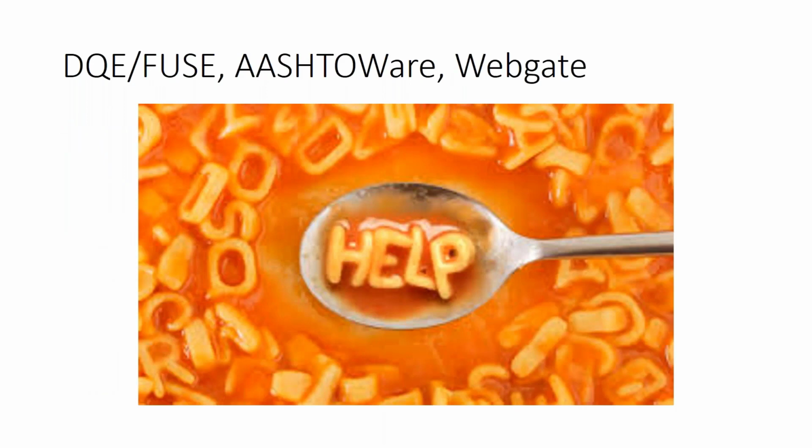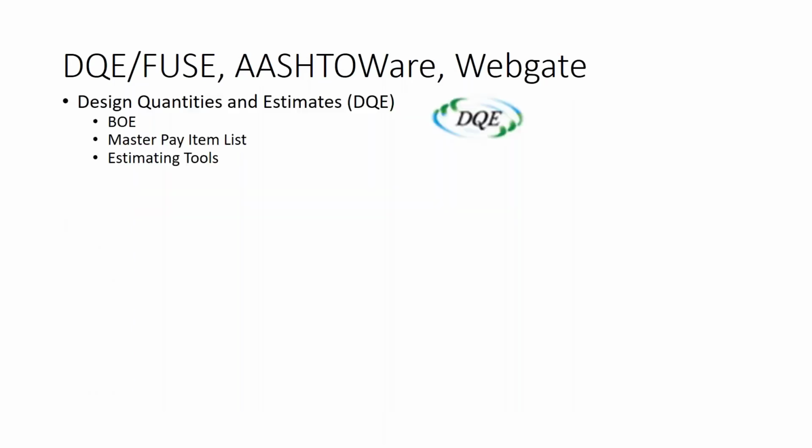Alphabet soup. I know some of our applications can get confusing, but I'll attempt to walk through some of the more commonly used terms to help you understand them. The application used by our estimators is known as DQE, or Design Quantities and Estimates, and that includes the basis of estimate, the master pay item list, and various estimating tools used by the estimators for pricing. Generally, we use it for any time up through the letting and award.